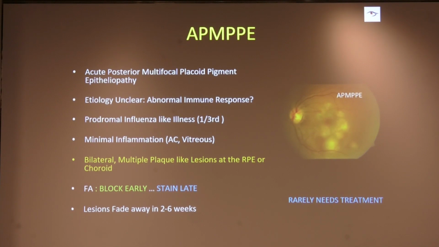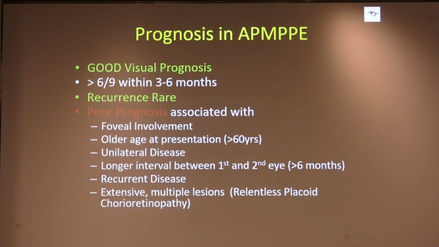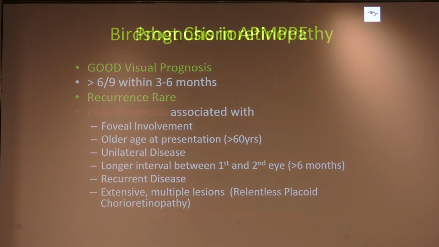They rarely need treatment. Now, only if the prognosis is poor, which is associated either with a foveal involvement or an older age at presentation, unilateral disease, longer interval between first and second eye, recurrent disease, and extensive multiple lesions, what we call a relentless placoid retinopathy. These are cases which actually end up with a poor prognosis.